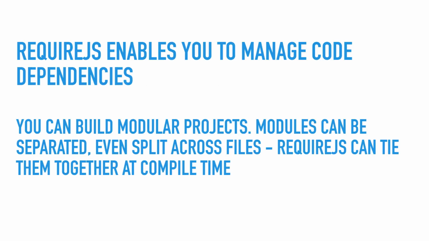So this is where Require.js comes in. It enables you to manage code dependencies, and it also means you can build more modular projects. So you can separate modules of code, maybe running certain bits of functionality, and split these across files. Once your project is ready to be compiled, Require.js can compile them all together in the right order with the right dependencies. Now this library may seem a little bit complex at first, but it really is very easy, and we'll break it down in this section.